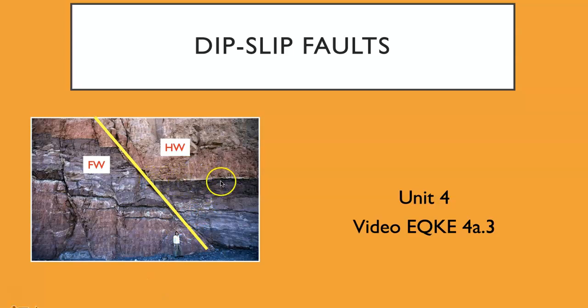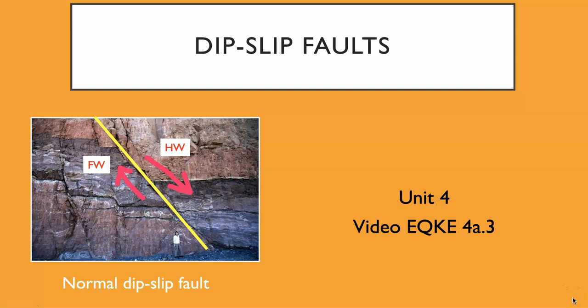We can see this change right here from a red unit to a gray unit, and that change is also up here from red to gray and here from red to gray. So this contact, which used to be continuous and horizontal, has been offset with the hanging wall moving down relative to the foot wall, which moves up. By definition, this is a normal dip-slip fault.